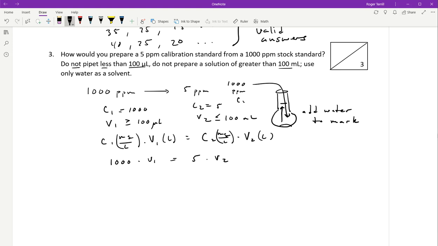Now, this is one equation and two unknowns. There's no way to sort out what V1 or V2 should be. So we can just choose arbitrarily a value for V2 that we like. So let's try letting V2 equal 100 milliliters, right? So then we've got 1000 times V1 equals 5 times 0.1 liters.